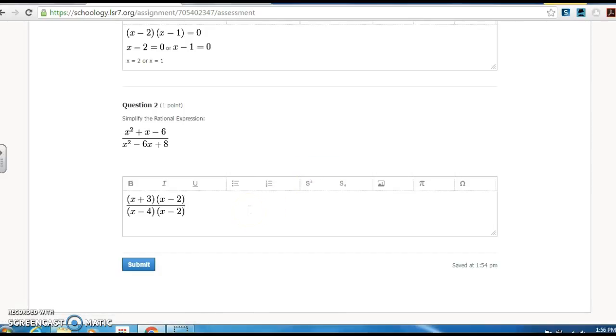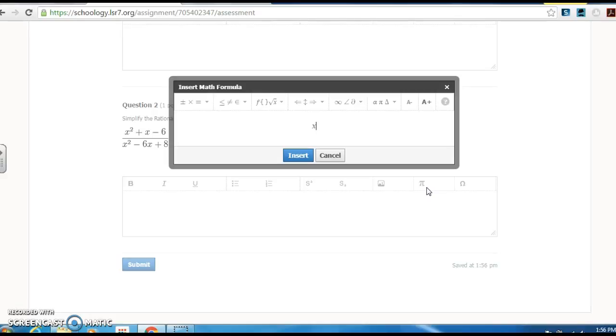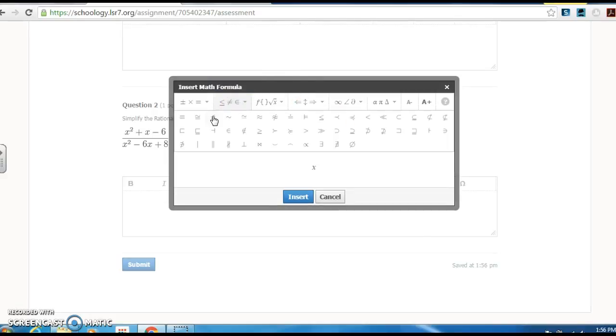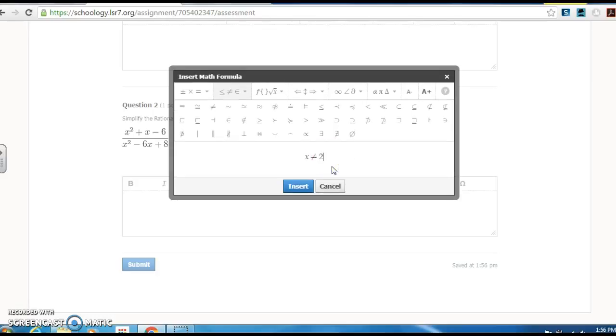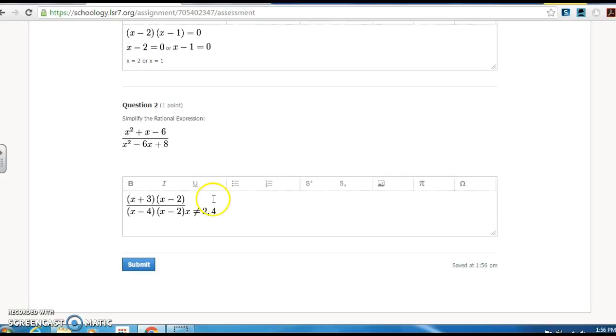Okay, well, what I see can happen is that my x minus 2 and x minus 2 will cancel. I need to make a note that x cannot equal positive 4 or positive 2, because then I get a denominator of 0. So I'm going to go ahead and do that here. And then a not equal is right here. Not equal 2 or 4. And it's fine, you can leave it right there or on the next line.